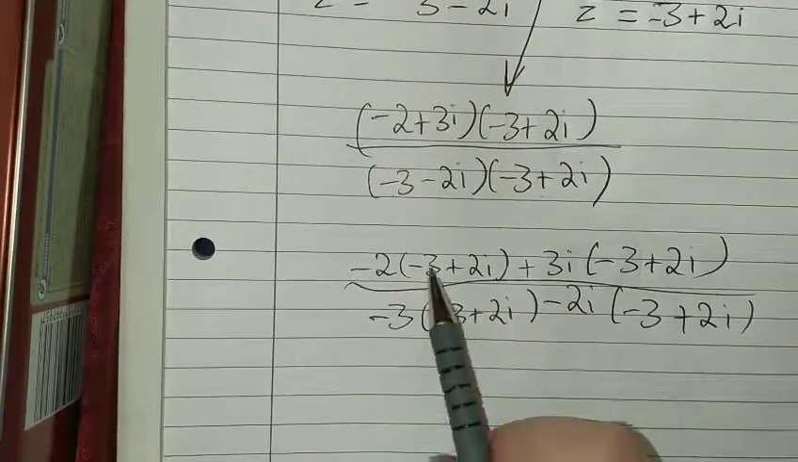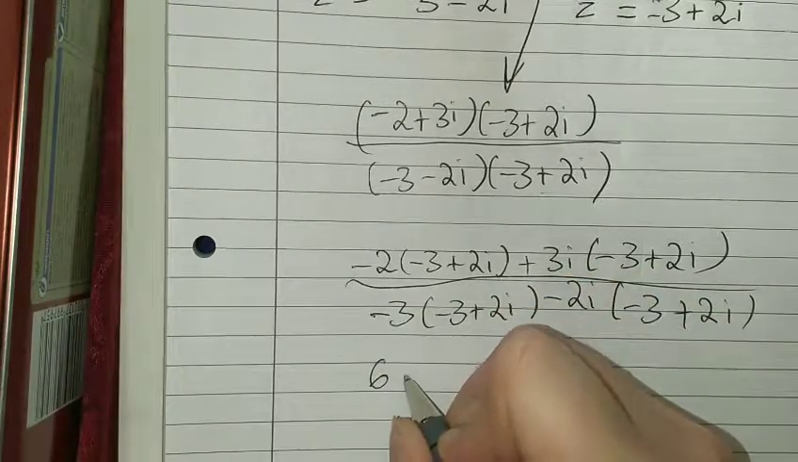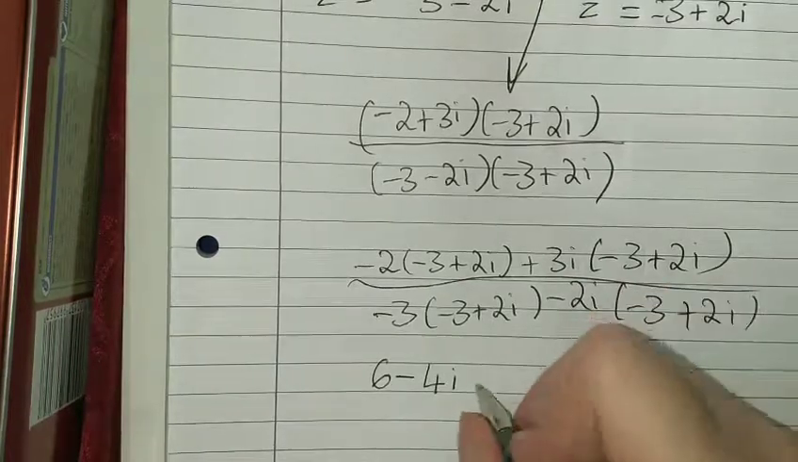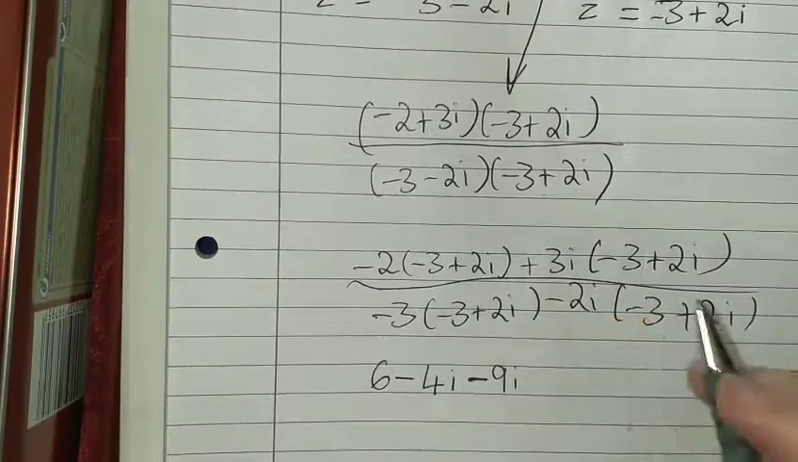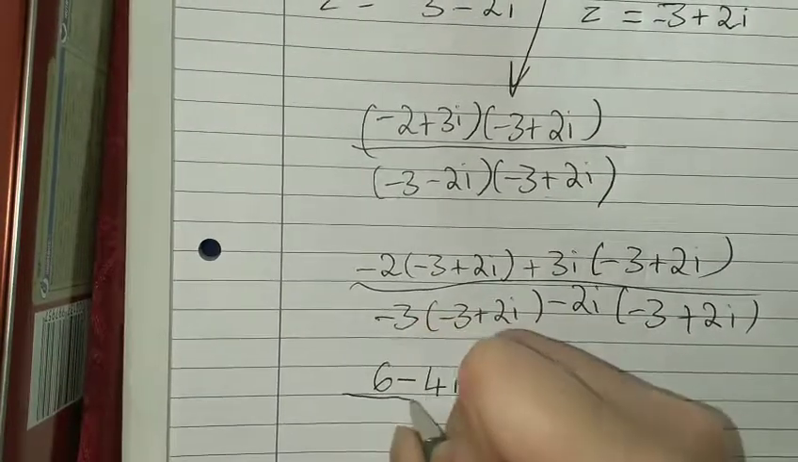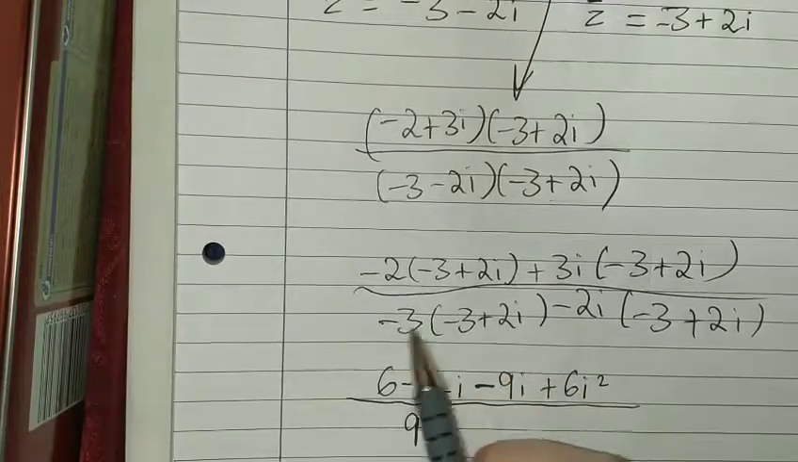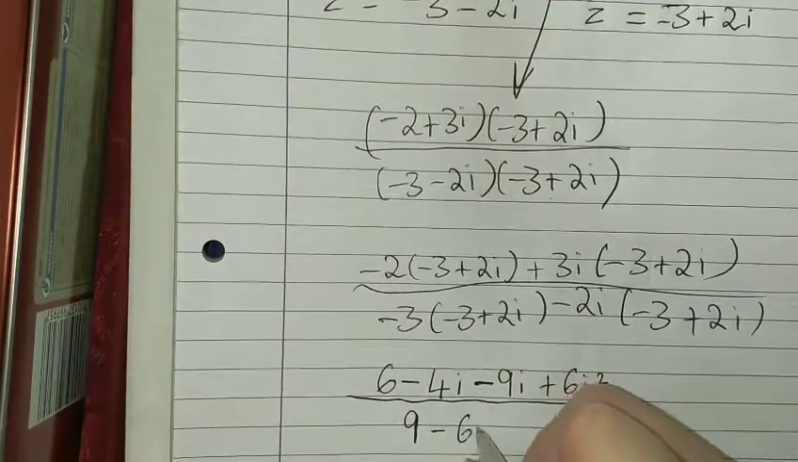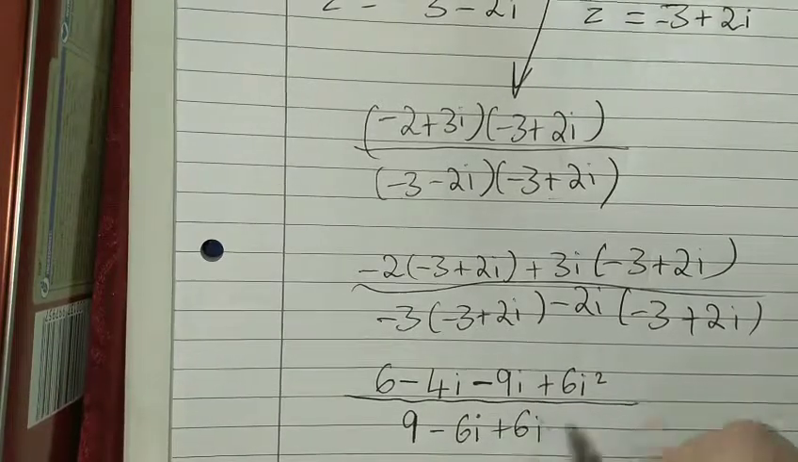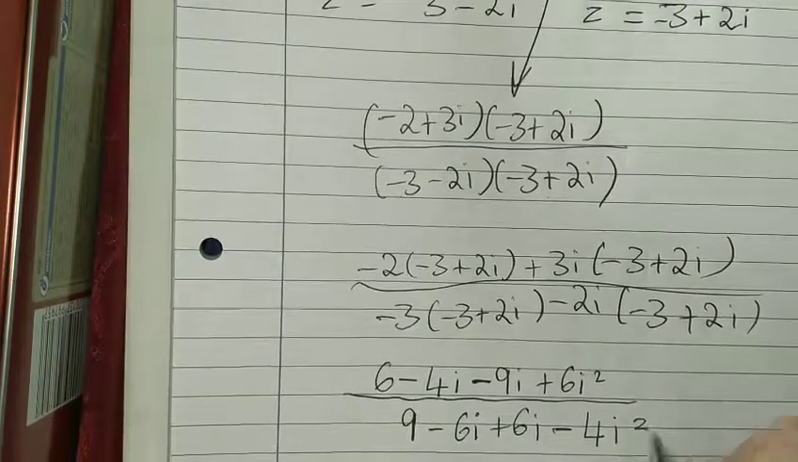So I have minus 2 by minus 3, so I get 6. Minus 2 by 2i, so that would be minus 4i. 3i by minus 3, so that would be minus 9i. So 3i by 2i is 6i squared. So then I have minus 3 by minus 3, so that's 9. Minus 3 by 2i is minus 6i. Minus 2i by minus 3 is plus 6i. And this by this gives me minus 4i squared.